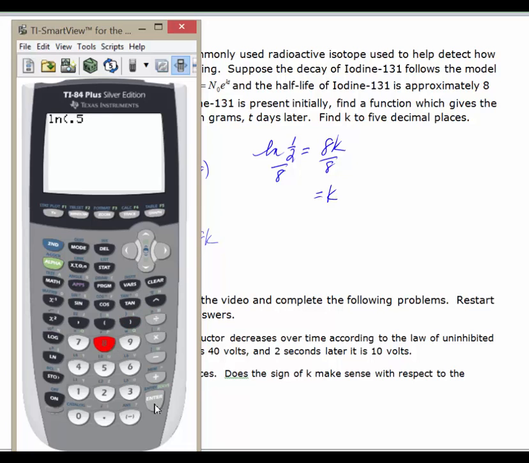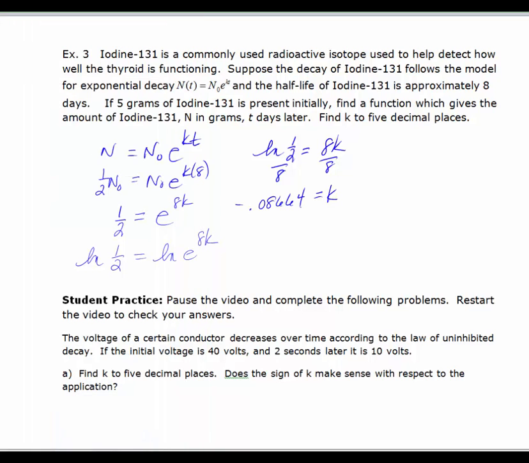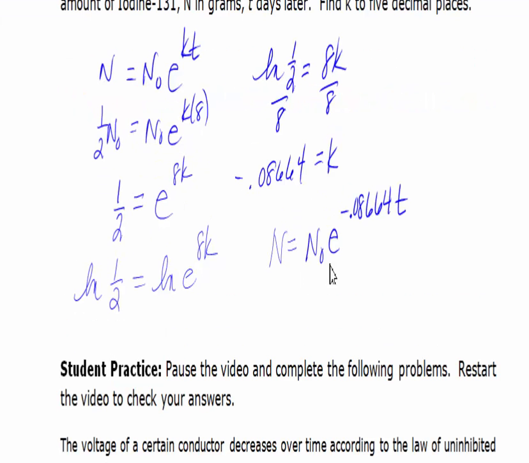Divided by 8, we get negative 0.08664. Now I have my model. I have N equals N sub 0 e to the negative 0.08664t.